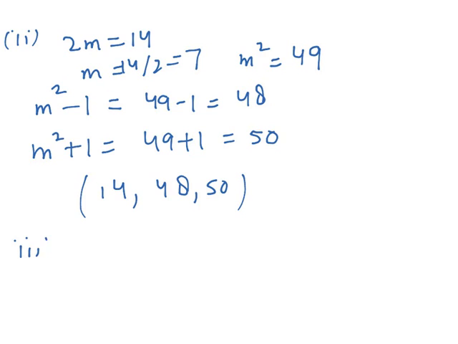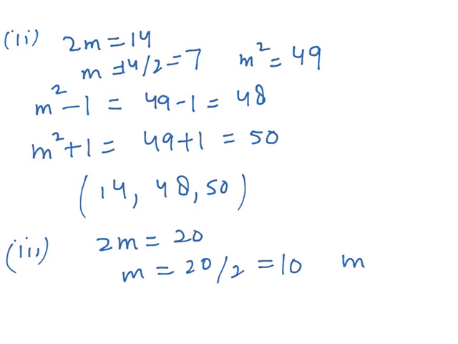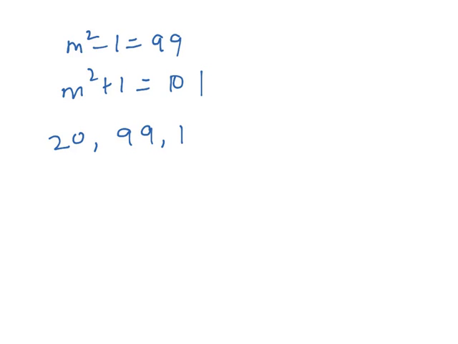Right? The third one we have 20. So in that case, the smallest one is 20. So it means 2m is 20. M will come out as 20 divided by 2, that is 10. And the other two numbers will be here. M square will be 100. Then m square minus 1 will be 99, and m square plus 1 will be 101. So clearly the three numbers are 20, 99 and 101.